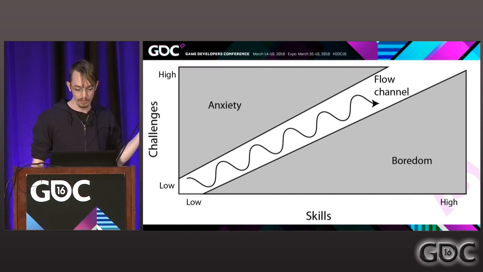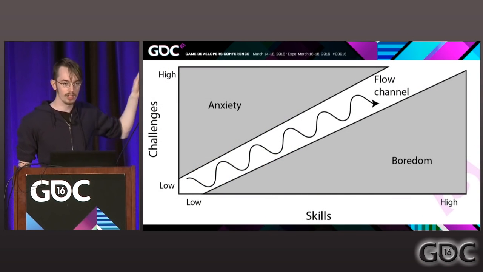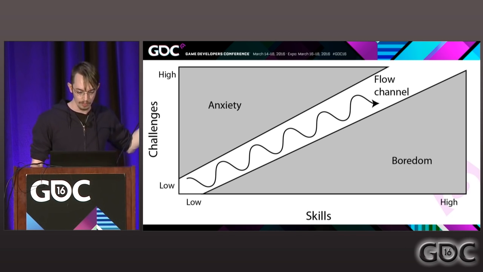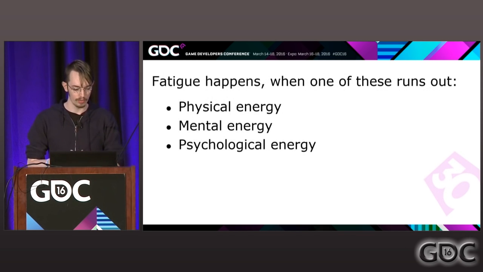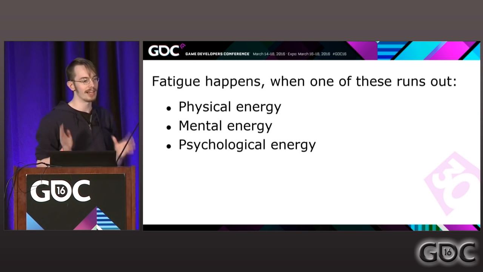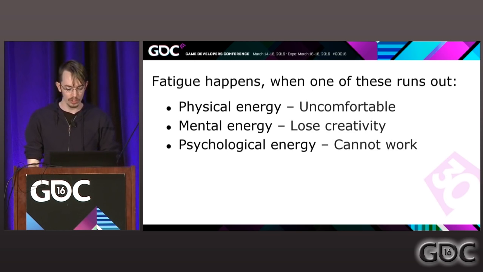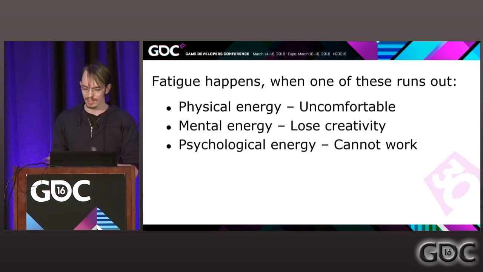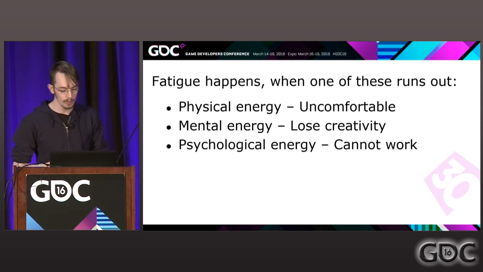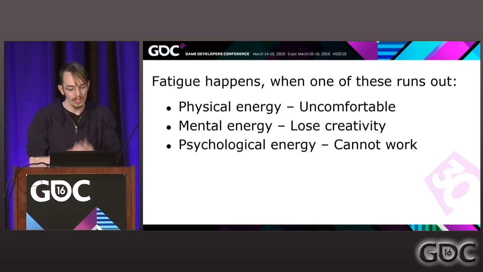And remember this graph. Fatigue happens if we reach one of the top or bottom sections. We need to stay in the middle. And by fatigue, I mean this kind of thing. Physical energy, mental energy, and psychological energy. If physical energy runs out, we're going to be uncomfortable and we want to lie down. If mental energy runs out, because we have to deal with so many things at the same time, we lose creativity. And if we remove some of these mental hoops to jump through, it can save fatigue over long development times.